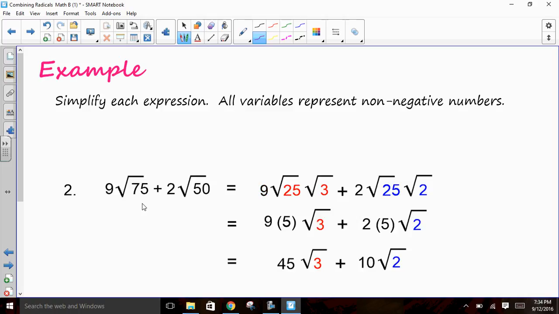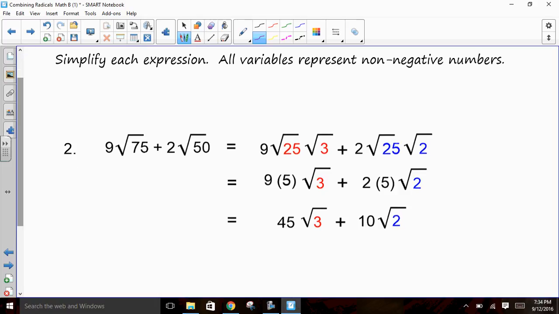Alright, so then I get 9 times square root of 75 plus 2 times square root of 50. 75 can be broken down into 25 times 3. Square root of 25 is 5. That 5 and that 9 get multiplied together to give me 45. Again, that square root of 3 is still following with. Again, 50 can be broken up into 25 times 2. Square root of 25 is 5. My 2 and my 5 get multiplied together, and then I get 10.